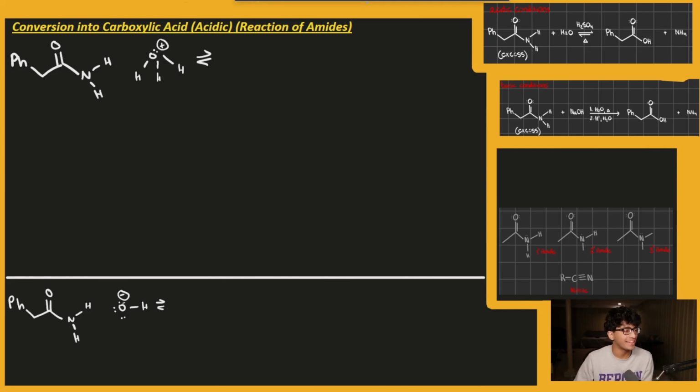Yo, we're gonna turn this amide into a carboxylic acid. There's two ways to do it. We're gonna do it in acidic conditions and we're gonna do it in basic conditions. So I'm gonna show you both ways. It's really easy. Just look at the difference and see, honestly, it's really the same thing.